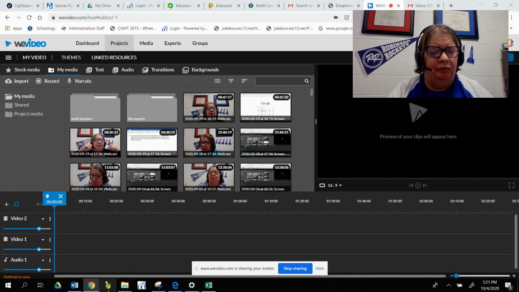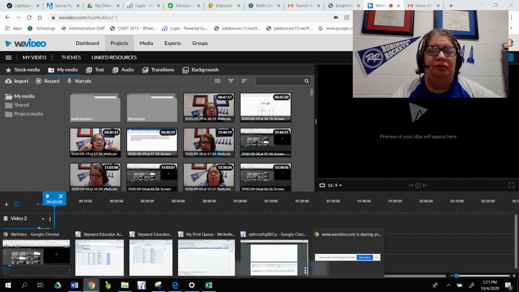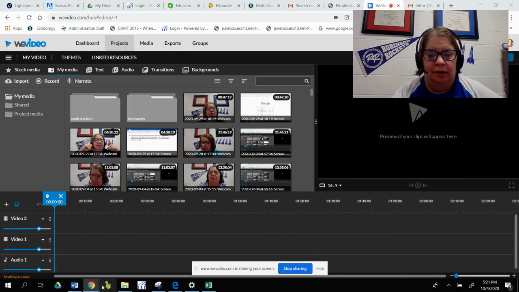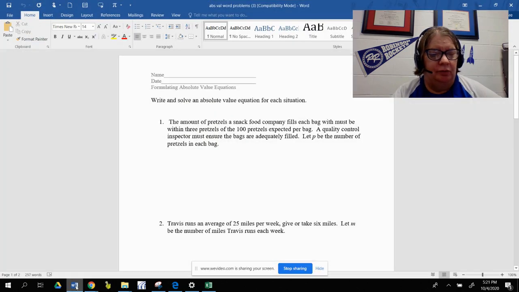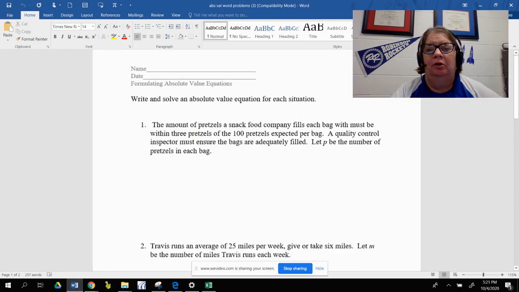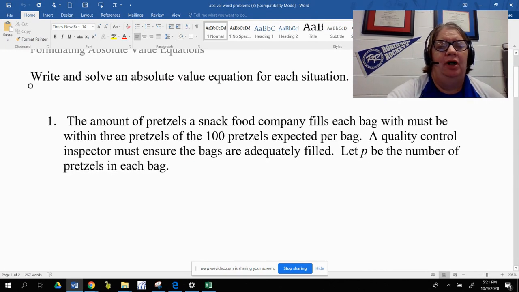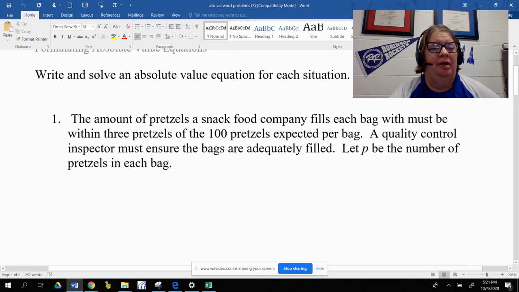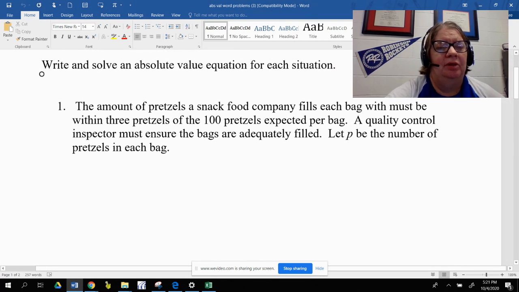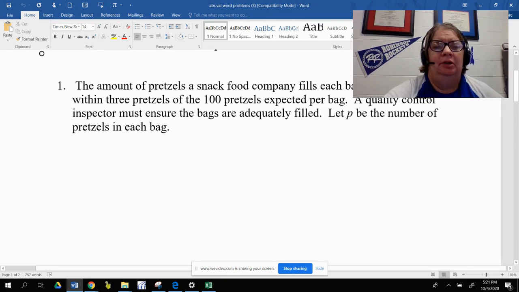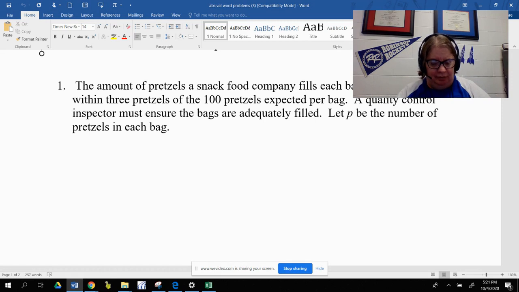We're going to work with actually formulating or creating the equations from a word problem, and then we'll probably do some solving as well. So let me pull these up. You'll remember this one hopefully from Friday, or maybe it was Thursday, I'm not sure what day, about pretzels. And it says to write and solve an equation that deals with the amount of pretzels.